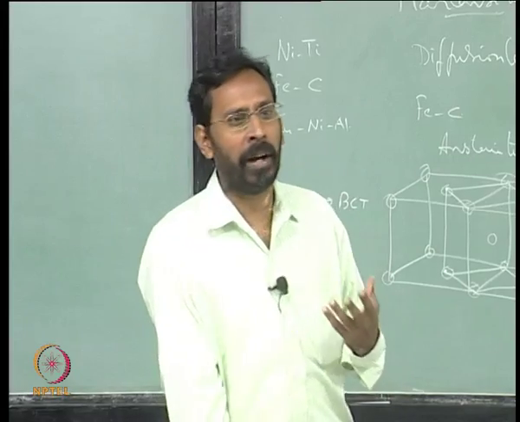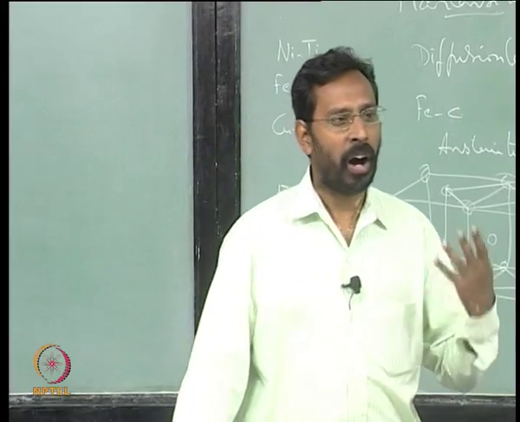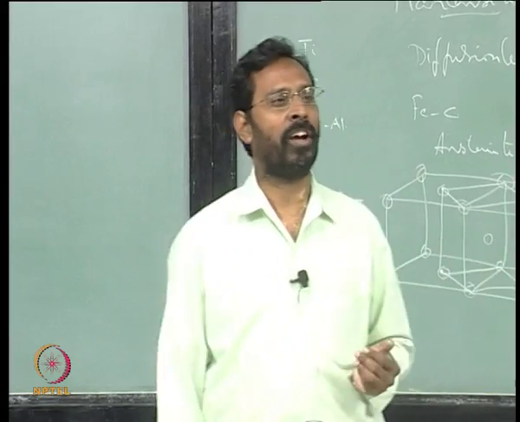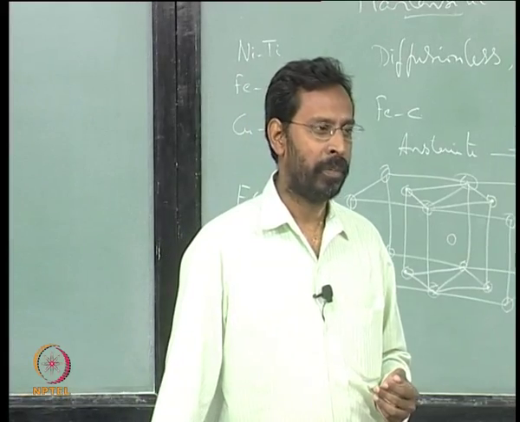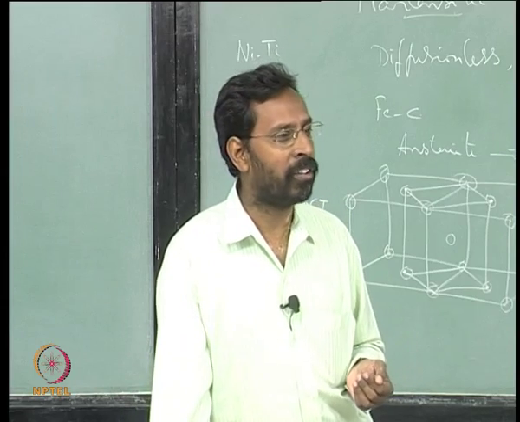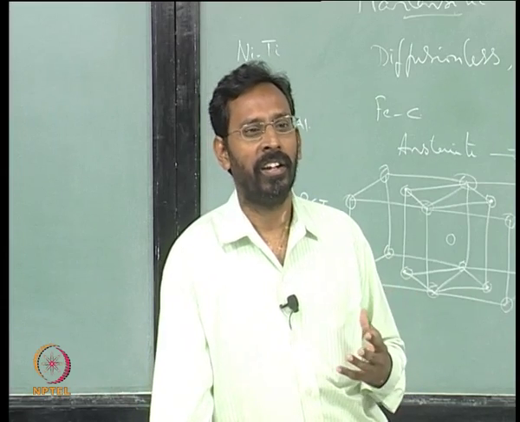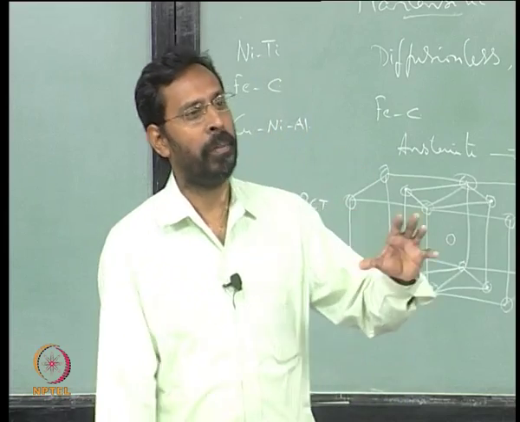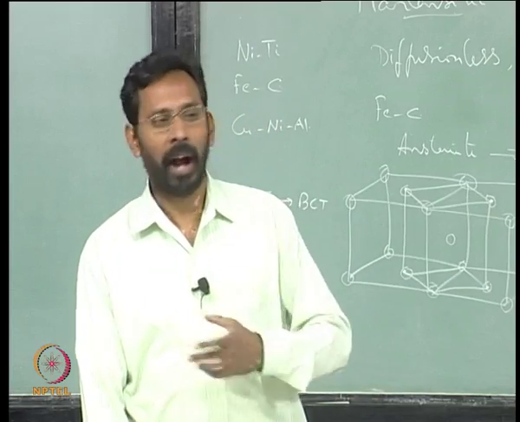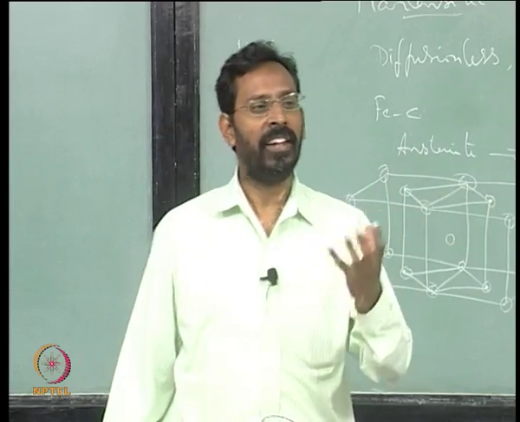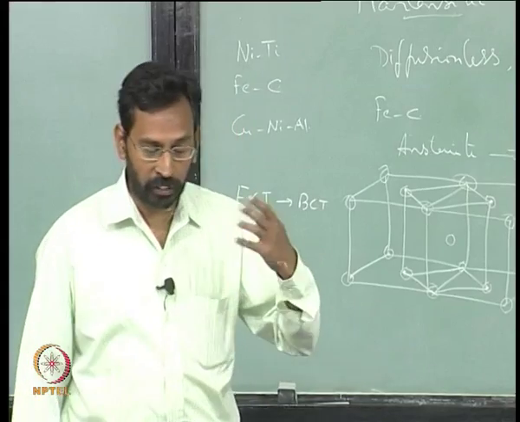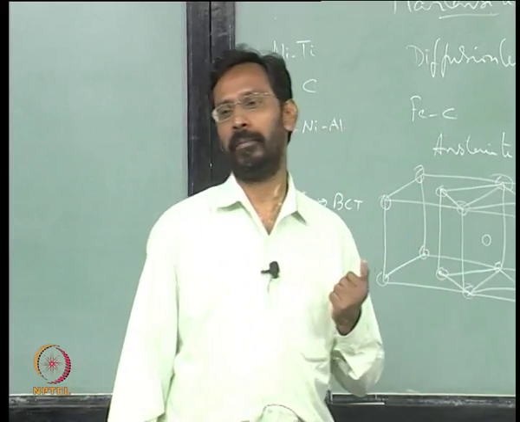Every element tries to have as close packed a structure as possible, as long as its electronic configuration allows it. That is why, if you see the whole periodic table of some 105 elements or so, at least 80 to 85 elements fall into cubic or hexagonal. It could be FCC or BCC, and hexagonal. These are the three most popular, basically because they are the most close packed. I mean, not just close packed, they are the most symmetric.